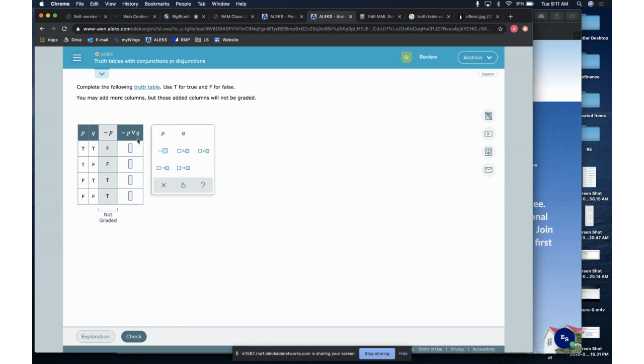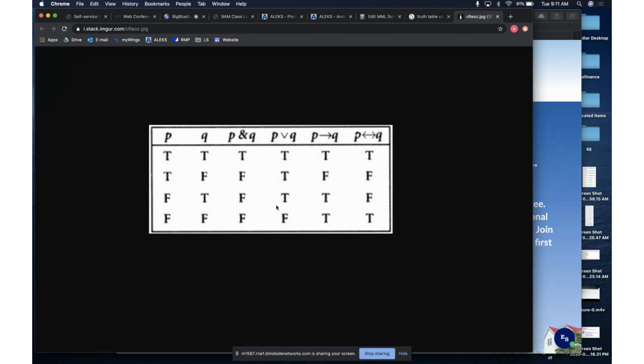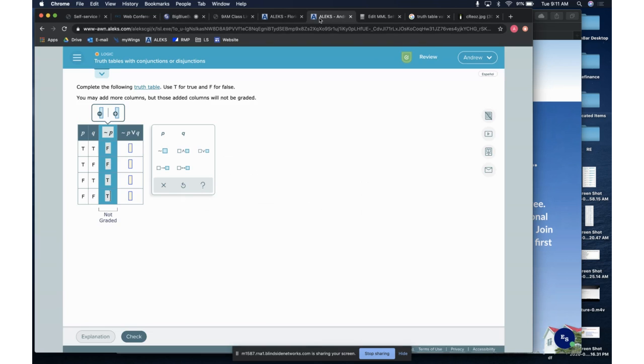So not P or Q, our rule for or is it's only false if they're both false. So both false here. Oh, no, I'm looking at which column I'm looking at. I'm looking at the second and the third column, right? Because not P or Q. So only false if they're both false. So false, false is going to be false. This one has a true in it, so it's true. These have two trues, so it's true. This one has a true in it, so it's true. So it's only false when they're both false. So make sure you're looking at the second and the third column.